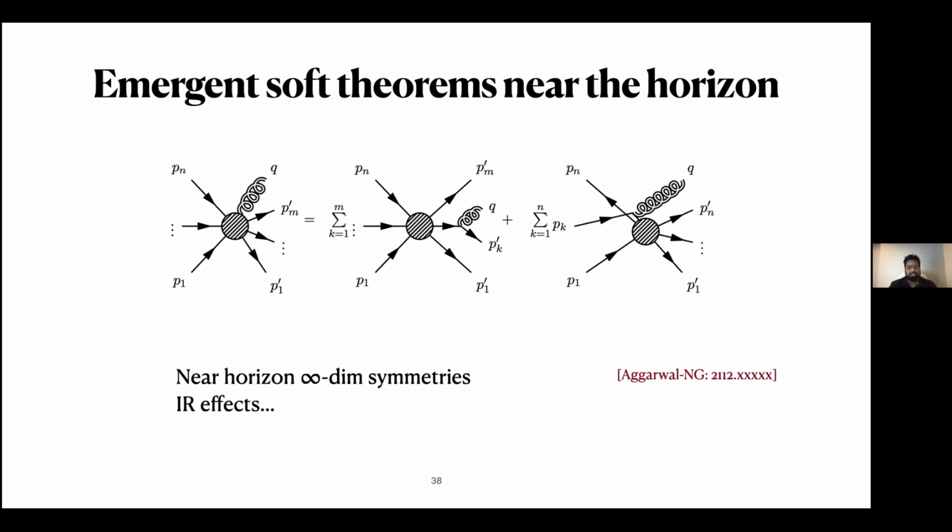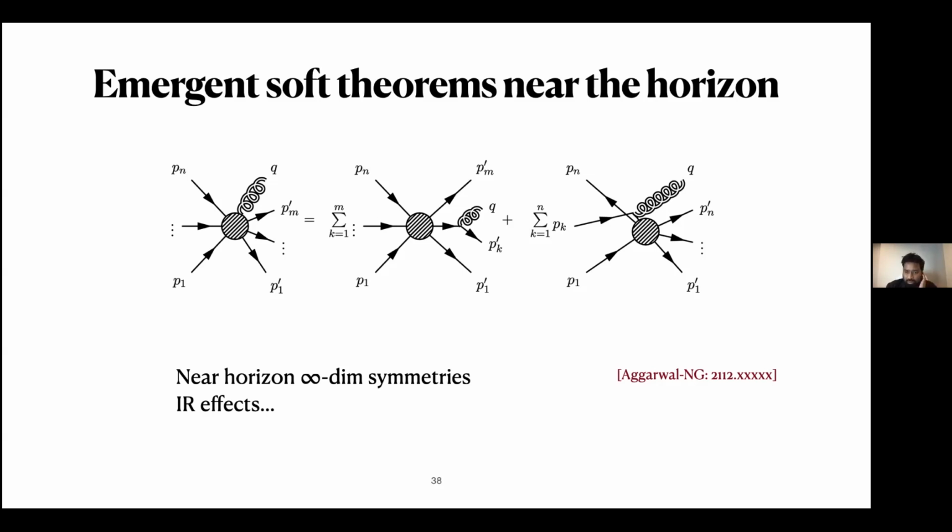But we're trying to explore now whether, and it seems most likely the case, that these amplitudes are related directly to the near horizon infinite dimensional symmetries that were also known to exist. There's probably a lot more to be said about this. And hopefully this will be developed in the near future.